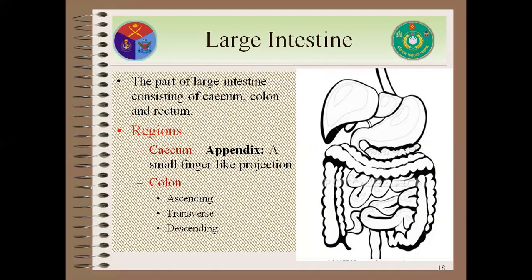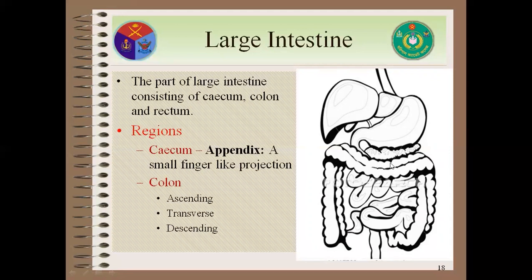Colon. This portion is called colon. Colon is again divided into three parts: ascending colon, transverse colon, and descending colon. Ascending colon travels up the right side of the abdomen. This portion is called ascending colon.